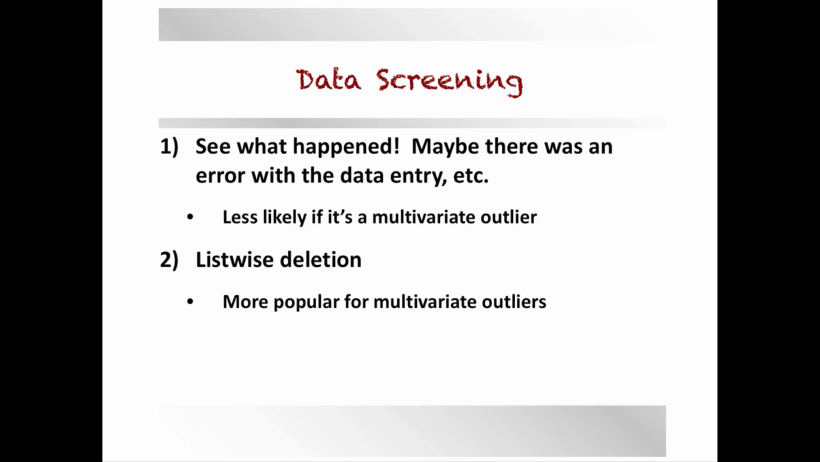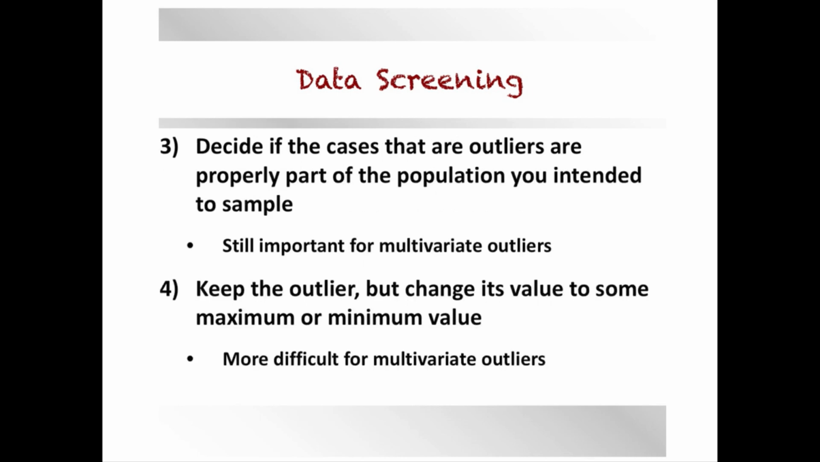But suppose you go back, you look, you identify a certain pattern, then maybe you go to number 3 and you're like, well, this person was really high on all of my variables collectively, really unique, but they're also still part of the population I intended to sample. If they still stick out, however, then maybe you go back and listwise delete them.